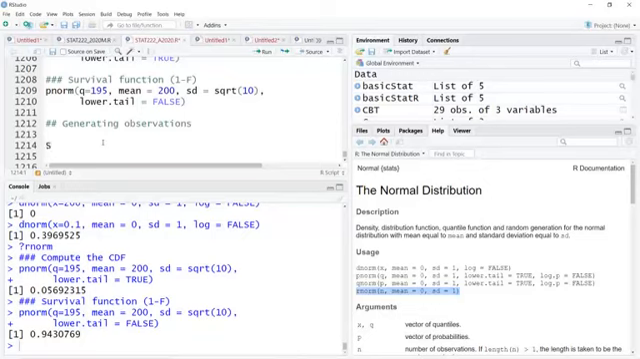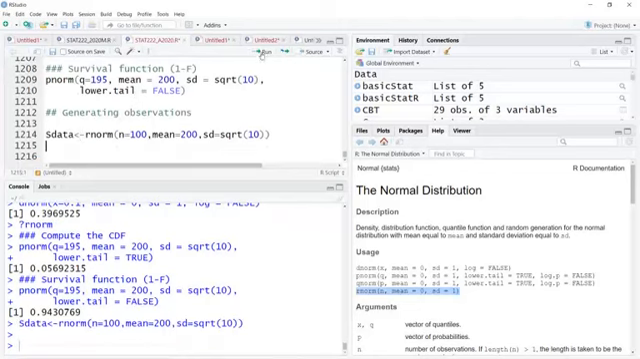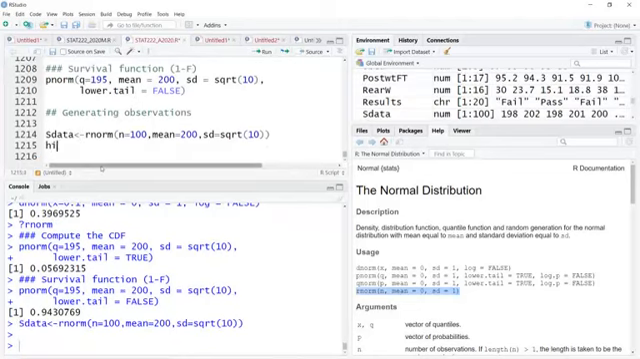So my S, let's say my sample data, I'm going to say rnorm, okay, and then my n, what is my sample size? Maybe I need 100 of them. My mean is equal to maybe 200, and then my standard deviation is equal to what? sqrt of 10. Okay. Now, I can do this and run. One way to look at this is to plot a histogram of the data to see what we will get.